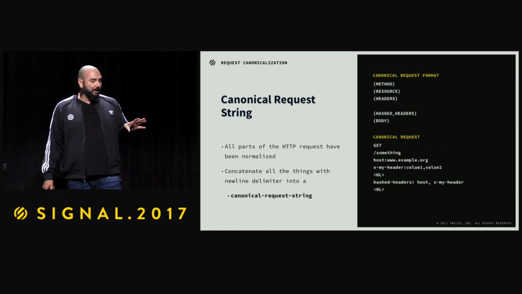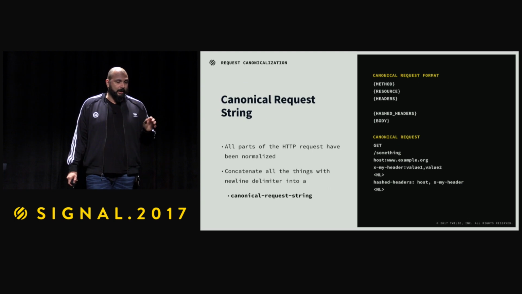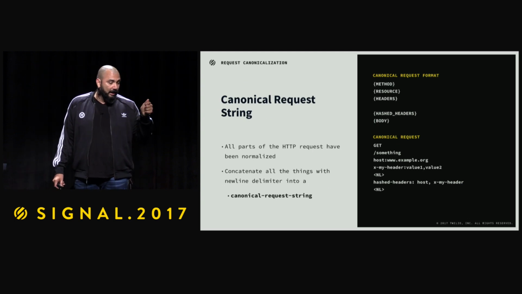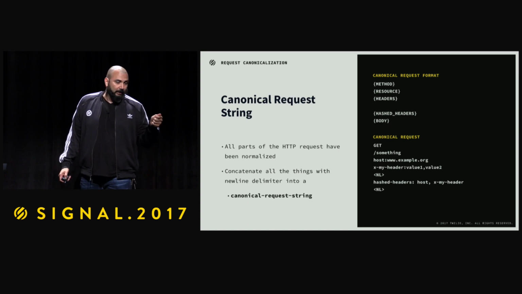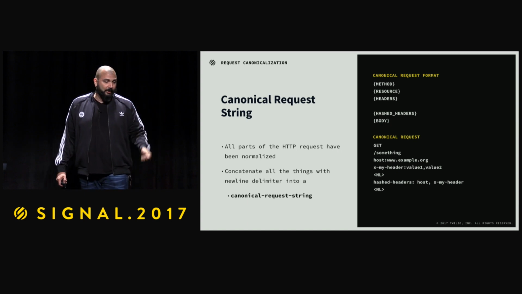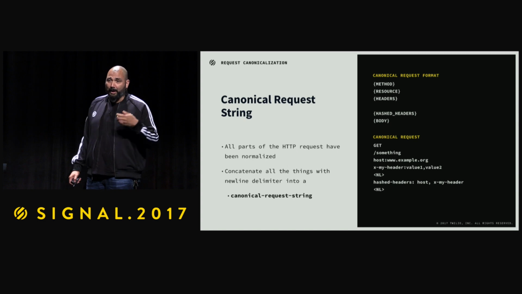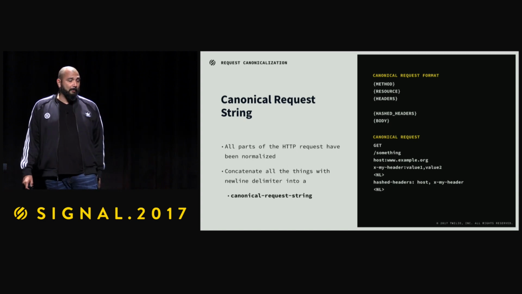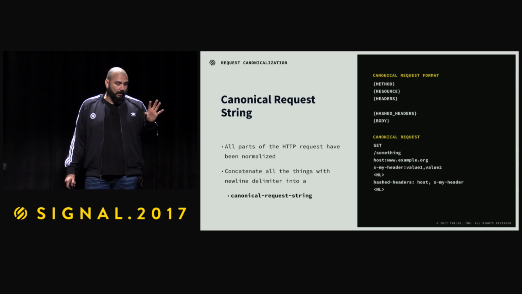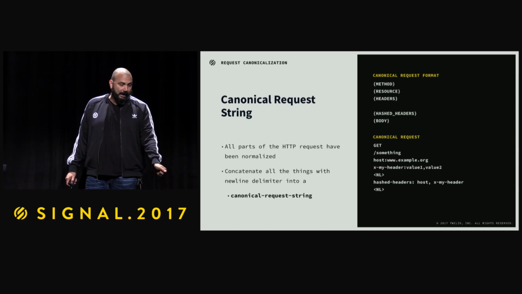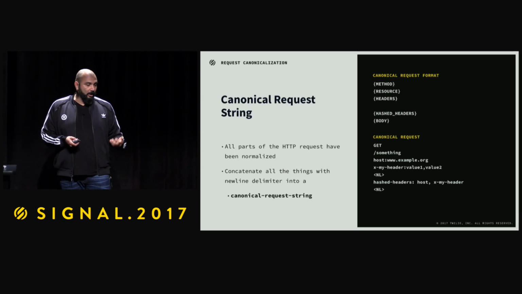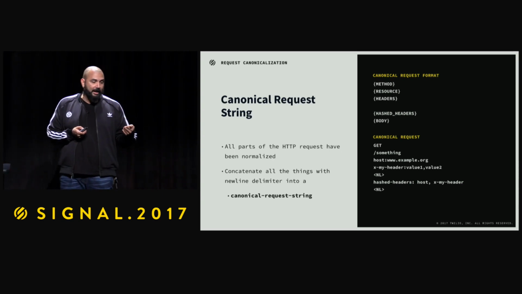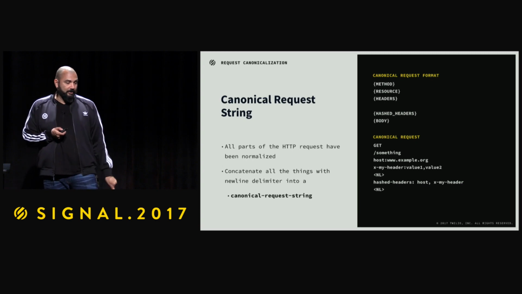So what we should have now is a canonical request string. If we look at the canonical request format that I mentioned at the beginning, we have a method, we have a resource, we have some collection of headers, we have the hashed headers that we talked about. These are the headers that we included in our request hash. Finally, we have a body. So the canonical request example is down below on the right side: the canonical request get/something, the host header, the X my header, and the list of hashed headers.